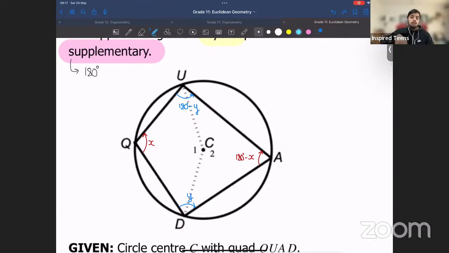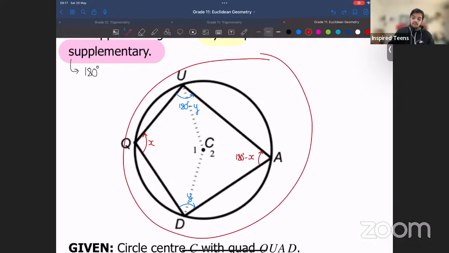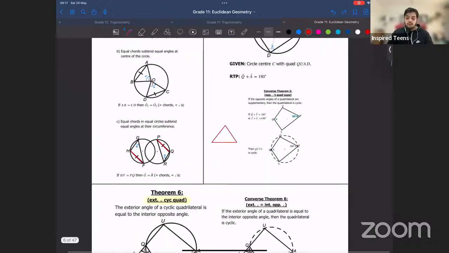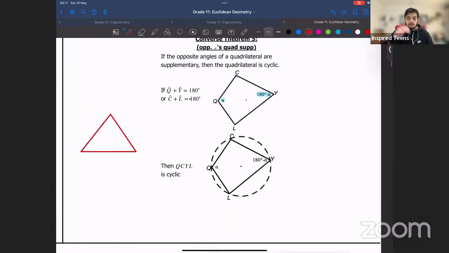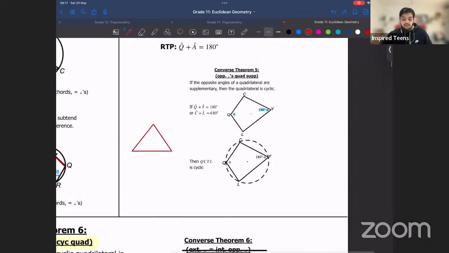That opposes this, where here you are told it's a cyclic quadrilateral, and then you can use the properties of a cyclic quadrilateral. So if you had the value of that as y, then you could easily say that u is 180 degrees minus y because you are given the fact that it's a cyclic quad. Okay, so I hope that distinguishing between the two is making sense to you.